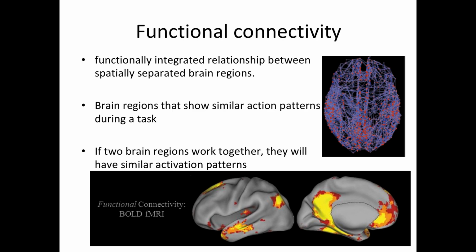So this doesn't mean there is a direct structural or anatomical connectivity. This means that brain regions are working together at the same time. So, for example, if you have a memory task and your medial prefrontal cortex and your hippocampus are active at the exact same time scales, this might mean that these brain regions are working together during this task.